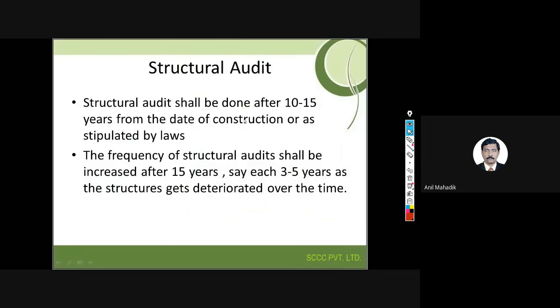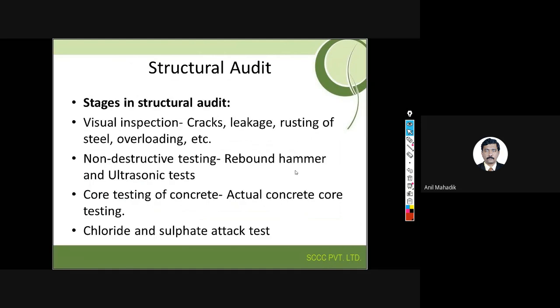Structural audit is generally done 10 to 15 years after the date of construction, or there may be some stipulated bylaws available. Some bylaws say 15, some say 20, 25 like that. And after 15 years, every 3 to 5 years, we need to do the structural audit again. So as the building becomes old, you need to check it every 3 to 5 years.